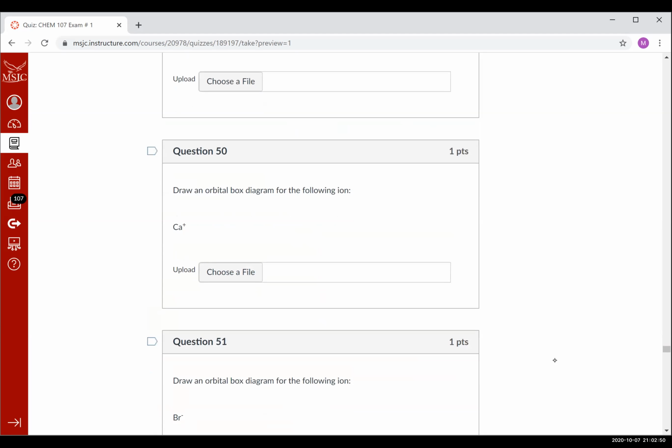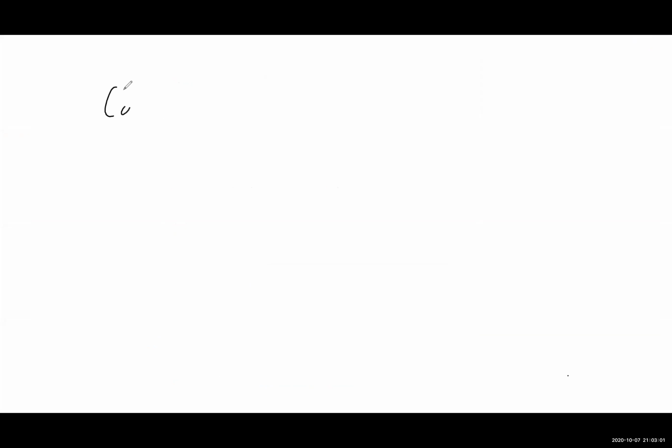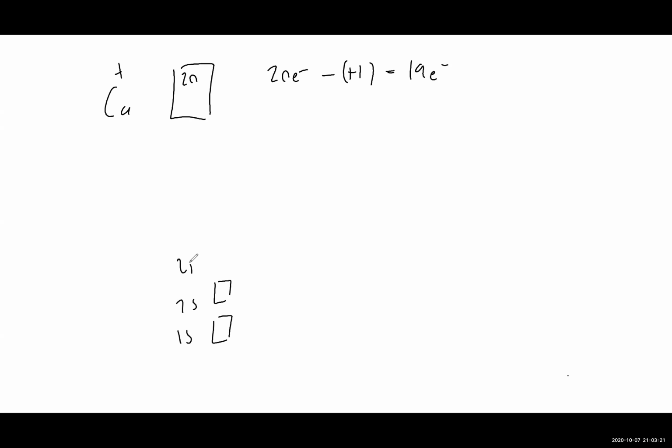So looking at question 50, we're asked to draw an orbital box diagram for calcium plus. So calcium on its own has 20 electrons. So we take 20 electrons minus the charge, which is +1, which gives us 19 electrons. We then write out our orbital box diagram.